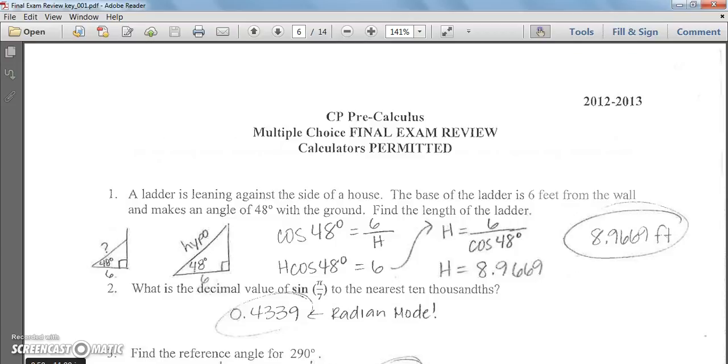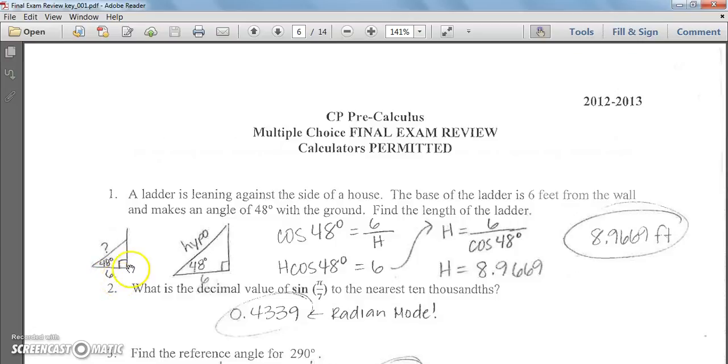So, number one here. A ladder is leaning against the side of a house. The base of the ladder is 6 feet from the wall and makes an angle of 48 degrees with the ground. Find the length of the ladder. So, 48 degrees with the ground means that angle is in the corner over there. Ladder is 6 feet from the wall. That's this distance along the bottom.